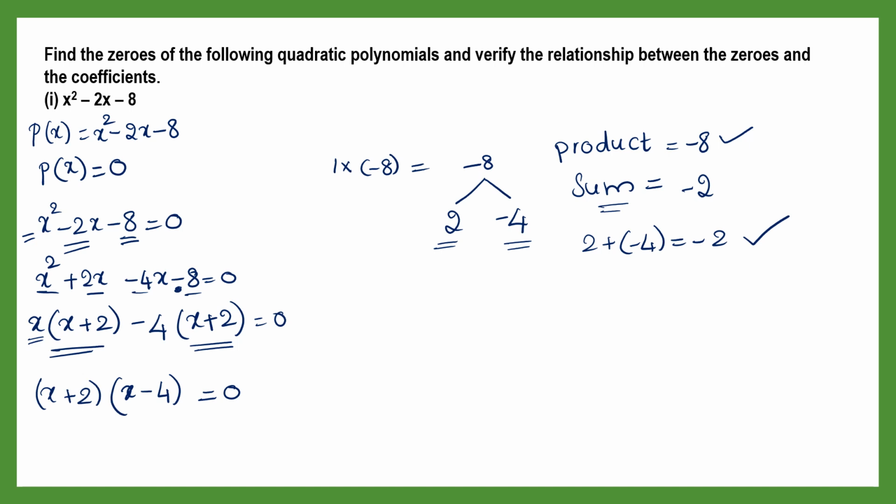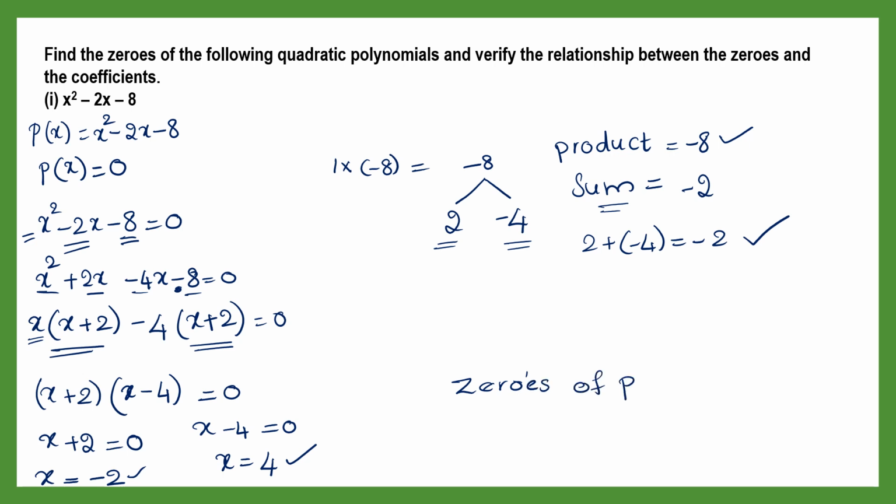So you got factors x plus 2 and x minus 4. So make each factor 0. X plus 2 is equal to 0, that means x is equal to minus 2. X minus 4 equal to 0, that is x is equal to plus 4. So you got the zeros of the polynomial. Zeros of the polynomial p of x are minus 2 and 4. Now let's verify the relationship between zeros and the coefficients.